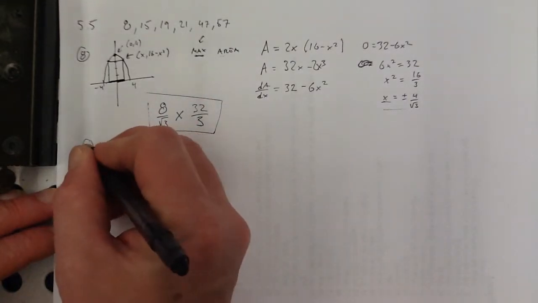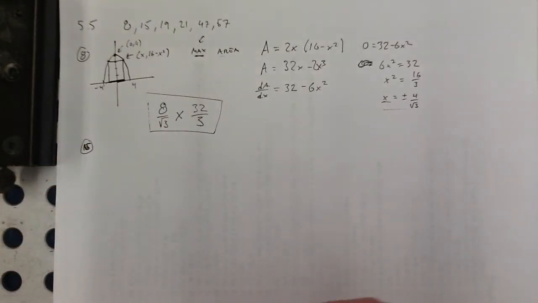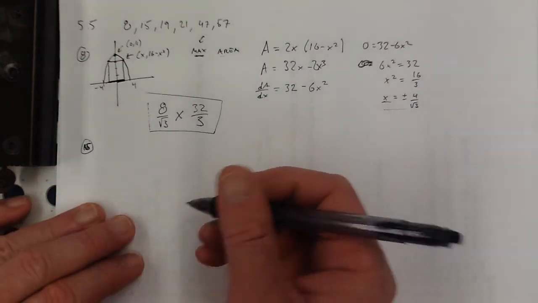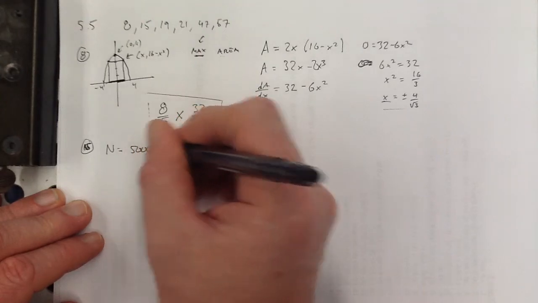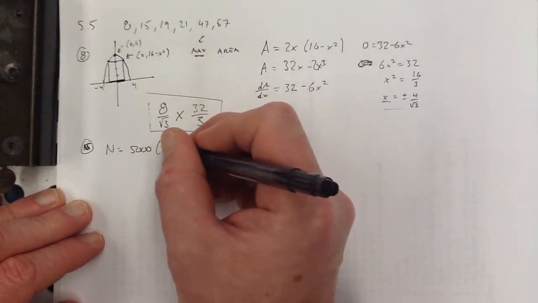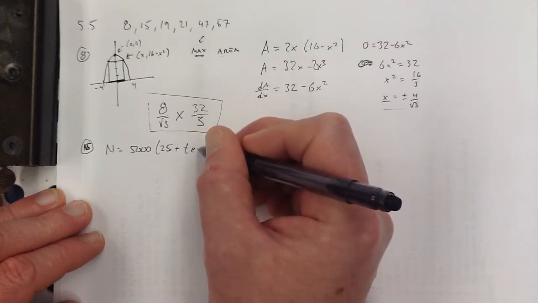Oh, number 9, not going to do that. Number 15. Let's see. Suppose that the number of bacteria in a culture at time t is given by n is equal to 5,000 times this.